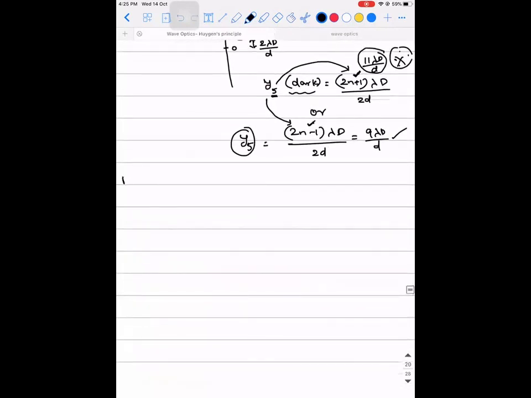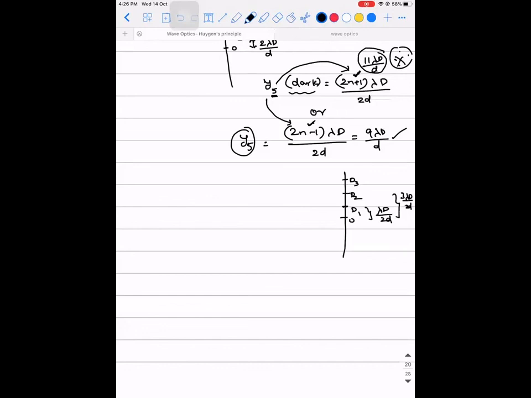Again, if I ask you, what is the distance between, so can I say, let me position the dark spots. So zero, here is the first dark spot, second dark spot, third dark spot. From the center, the first dark spot is at a distance of lambda D divided by 2d. That is exactly the midpoint of the central bright spot and the first bright spot. Right, what will this distance be? 3 lambda D by 2 small d. That's right.